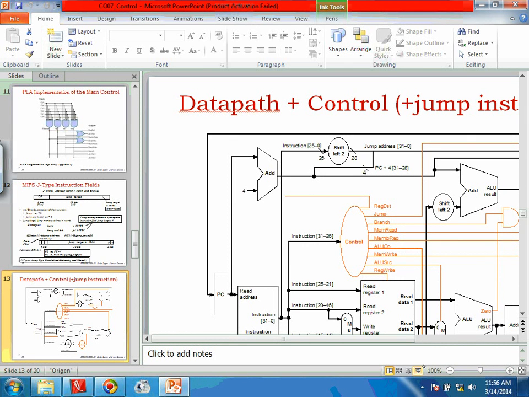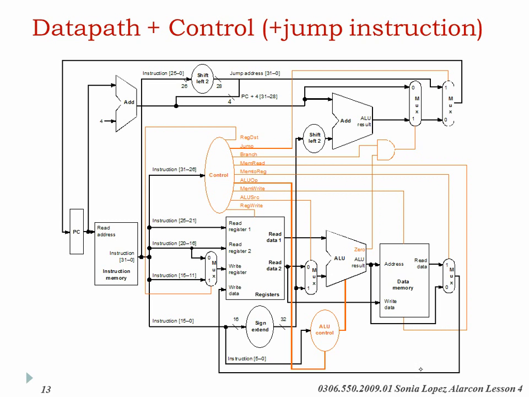Okay, so let's do the last example here. Same data path and control, and I'm going to give you some control signals here. Okay, so we are going to say that register write is 1, and this ALU source is 0.